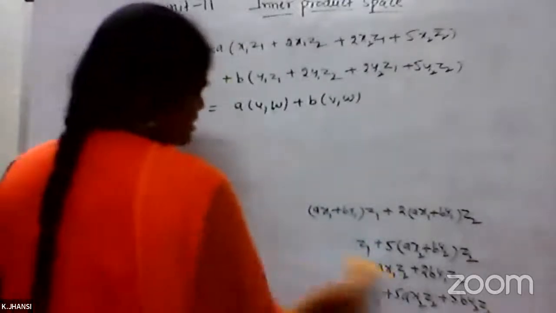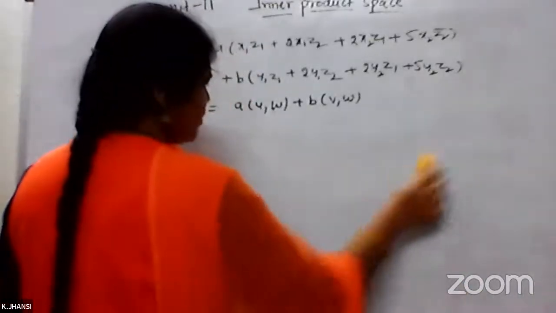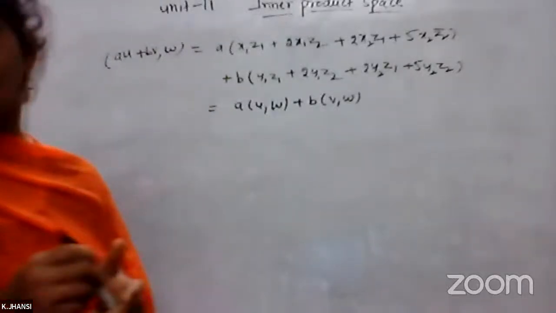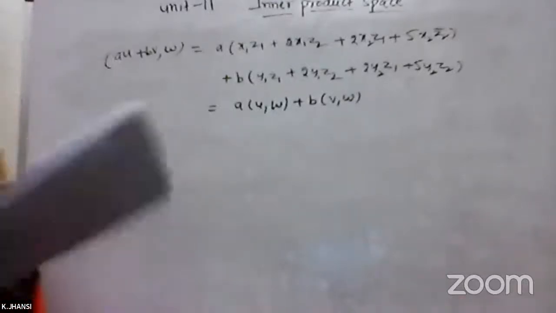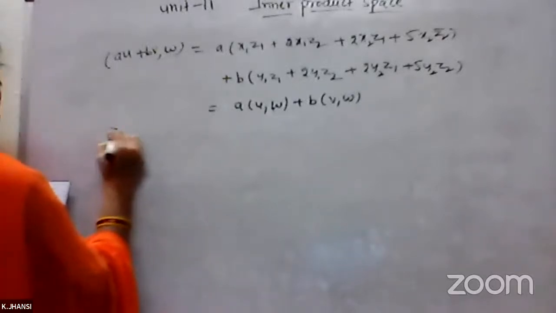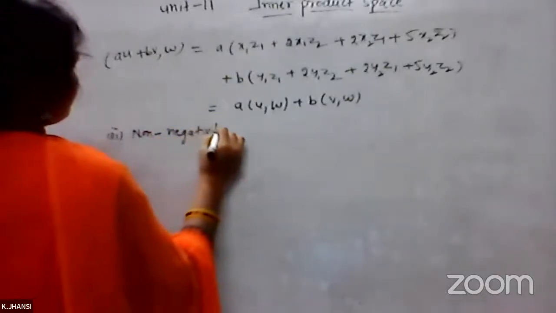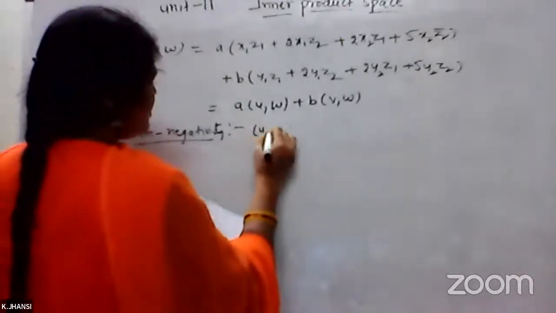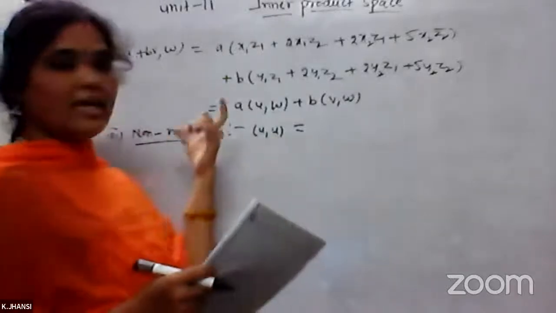The last, third one, we just have to show that u comma u is greater than or equal to 0, and also u comma u is equal to 0 only when u is 0. So the third one is non-negativity. Non-negativity means u comma u, whatever the given relation is.